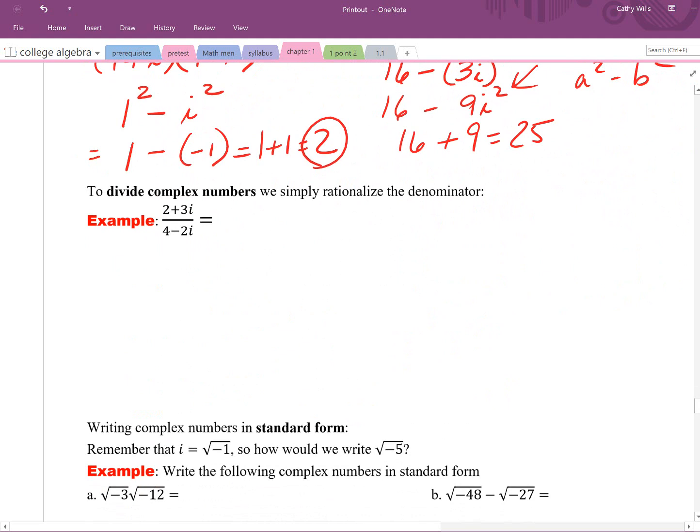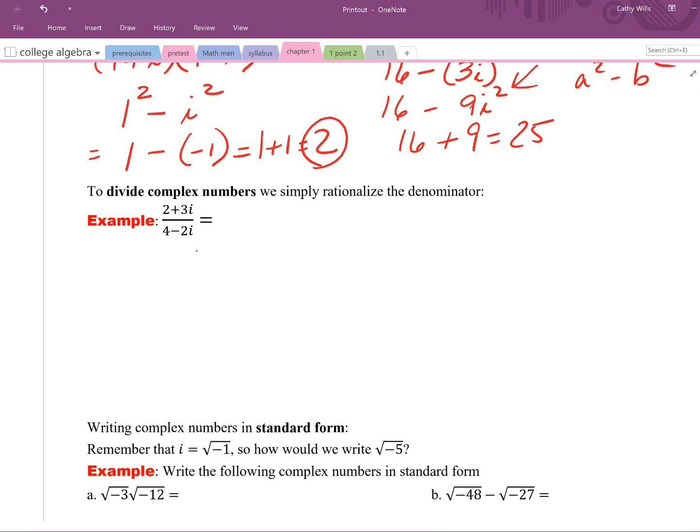To divide complex numbers, you simply rationalize the denominator. You might say, well, why do I need to rationalize the denominator? There's not a square root in there. But there is, because i is the square root of negative 1.